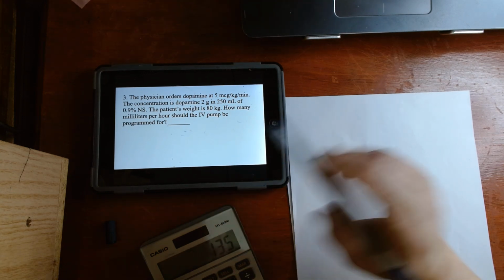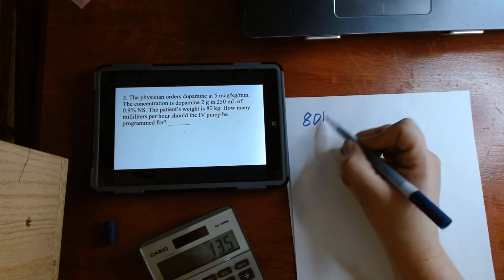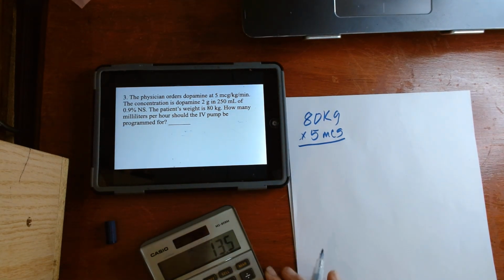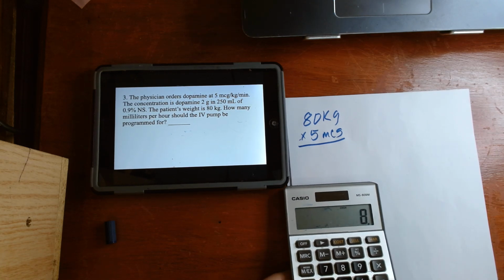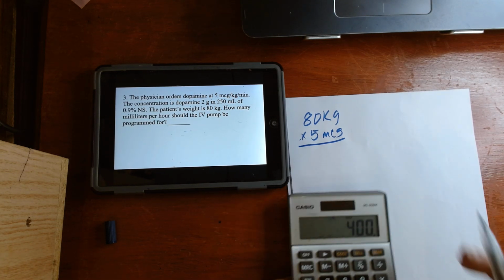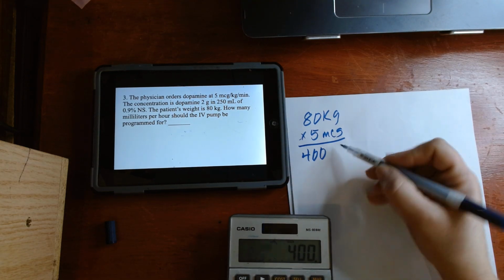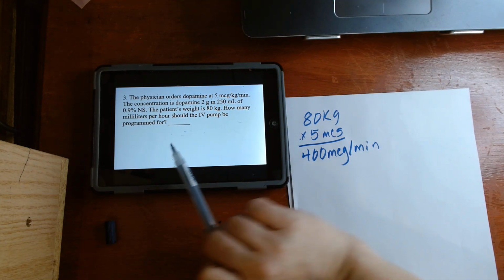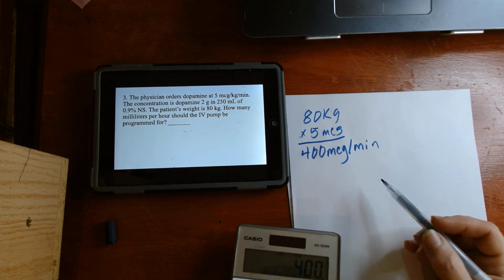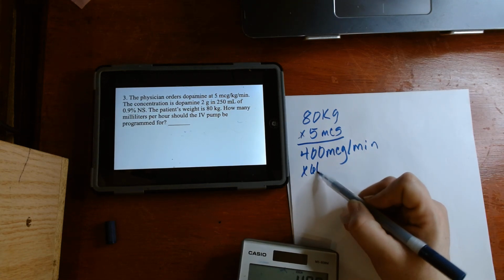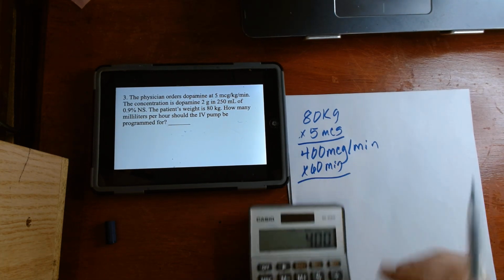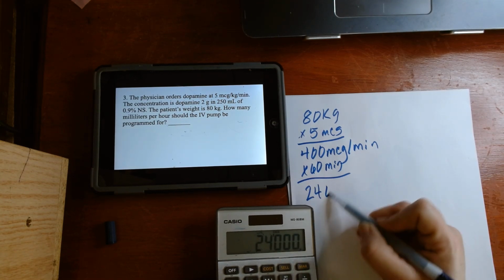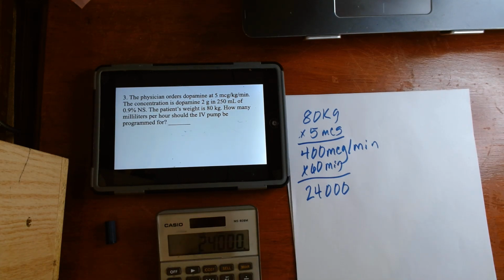micrograms for 80 kilograms. So 80 kilograms times 5 micrograms equals, let's do it in a calculator because we don't trust our own mind. That's going to be 400 micrograms per minute. Once again, the pump wants the thing in hours. So we have to multiply this times 60 minutes. So times 60, that's going to be 24,000.